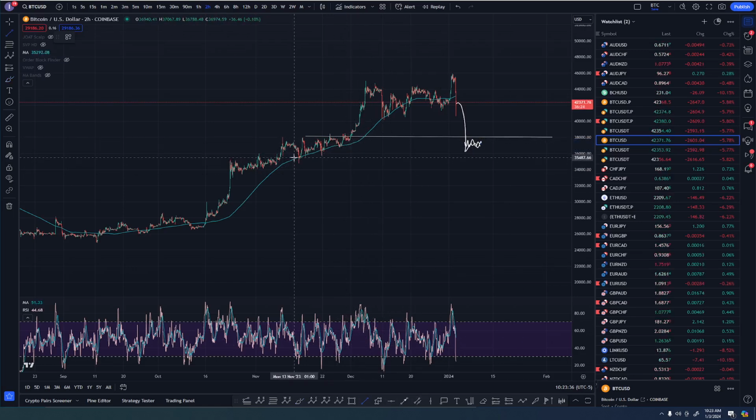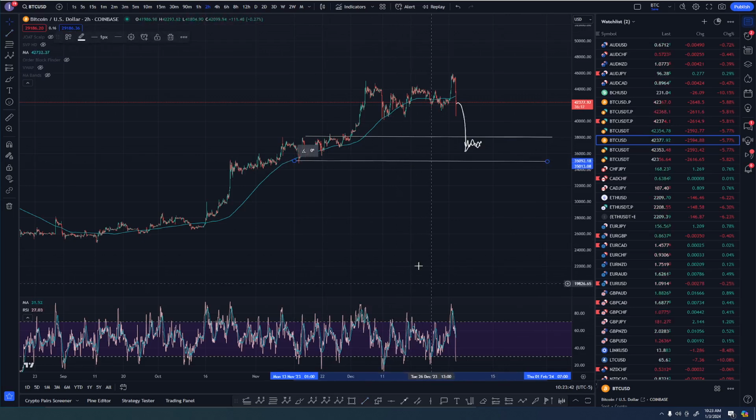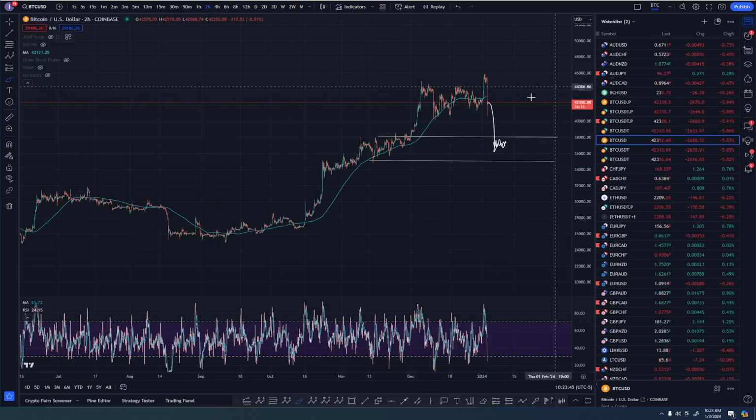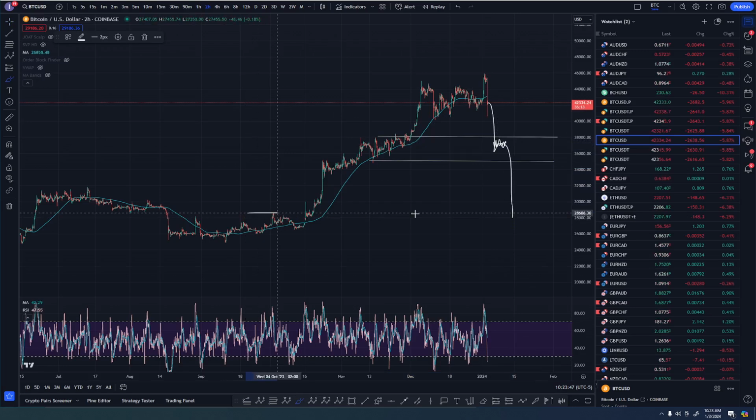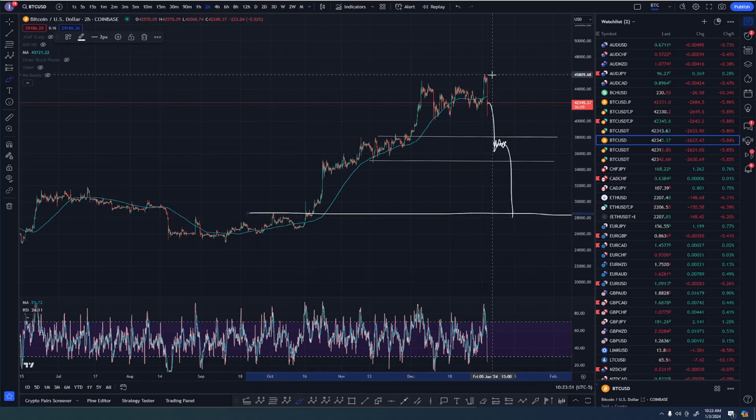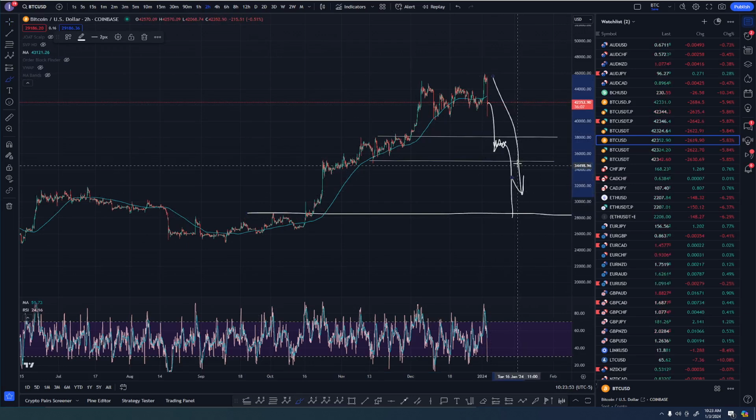So we're going to watch this next level. We want to watch these two levels, because if we take this level out that I just drew right there, there's nothing to happen to Bitcoin but a free fall back down to this level. And if we start doing that, we've more than likely reversed, and we're going down for that larger move that I talked about.